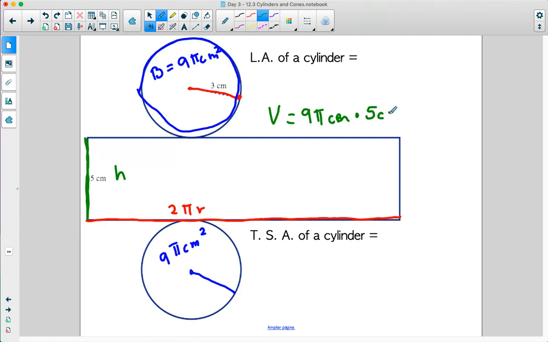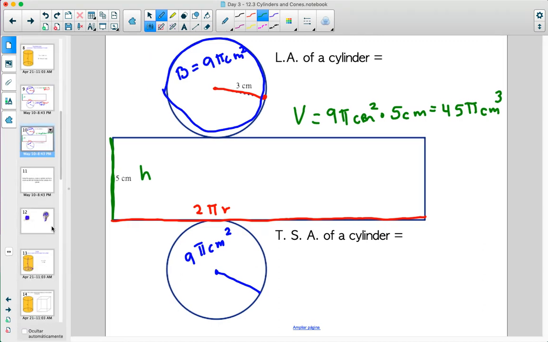All right, centimeters. So notice how the area is squared and the height is not squared. So that's going to give us 45. 9 times 5 is 45 pi, leave it as exact, centimeters cubed, because this squared times centimeters to the power of 1, you add the exponents, so that's how you get cubed, right? That is the volume.